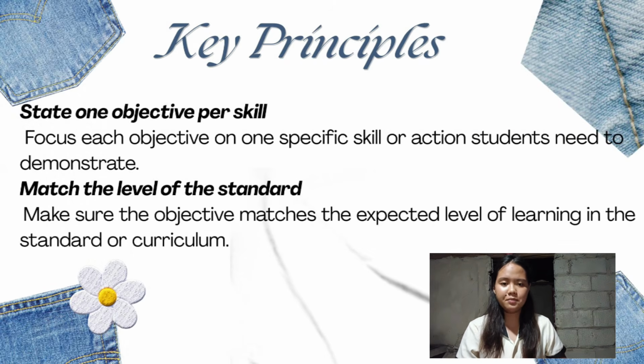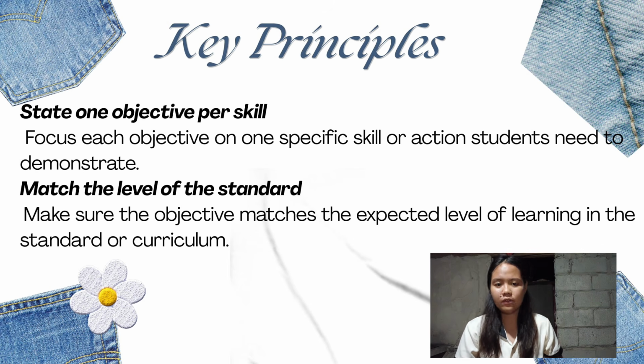Third one is state one objective per skill. We should state one objective per skill because one objective should focus on one specific skill or action. We should avoid putting too many different tasks into one objective because it can become confusing for both the teacher and the students. It is better to give each skill its own clear target. Lastly, match the level of the standards. We need to match the level of the standards because our objective should match what the curriculum or standard expects students to learn. For example, if students are expected to analyze something, our objective should not only ask them to memorize. The objective should be at the appropriate level of learning. In simple words, the objective should match what the students are actually expected to achieve.